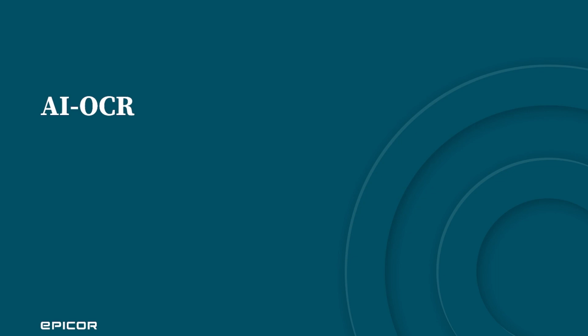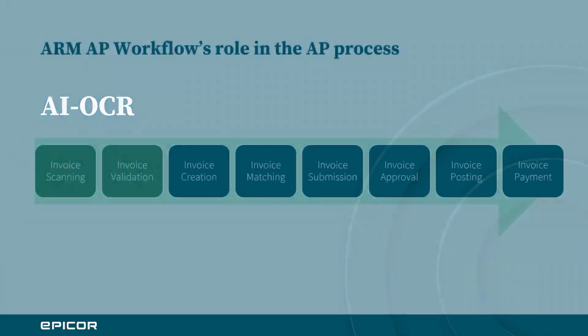AI OCR is an automated process which works in conjunction with ARM's AP workflow module to automate the process of entering and submitting data. As the name suggests, AI OCR is able to scan and lift data from an invoice and use that data to drive further automation in ARM. AI OCR can also be trained when inaccuracies or anomalies appear from the initial scan. So the more it's trained, the more it learns and the more accurate it becomes.